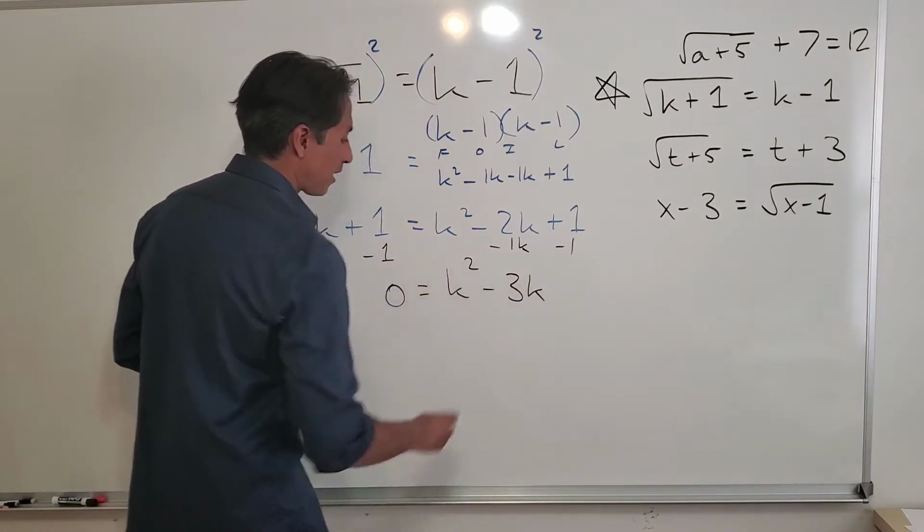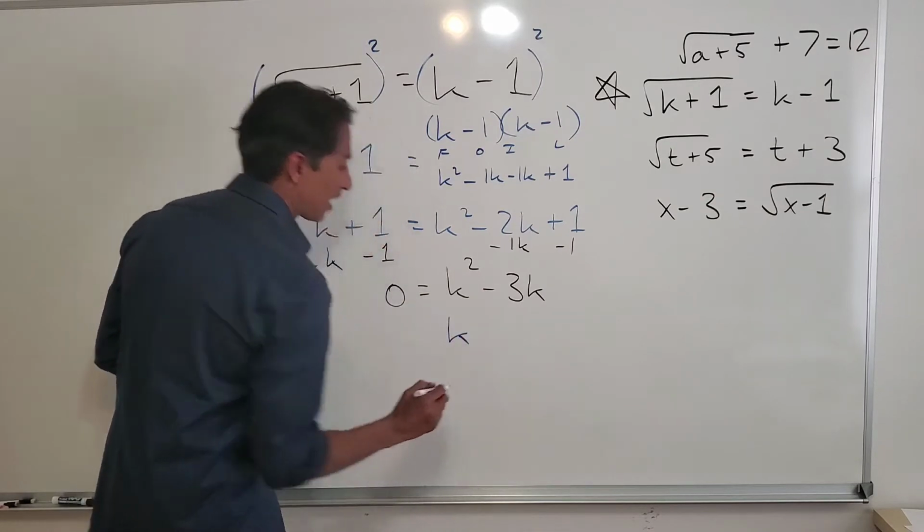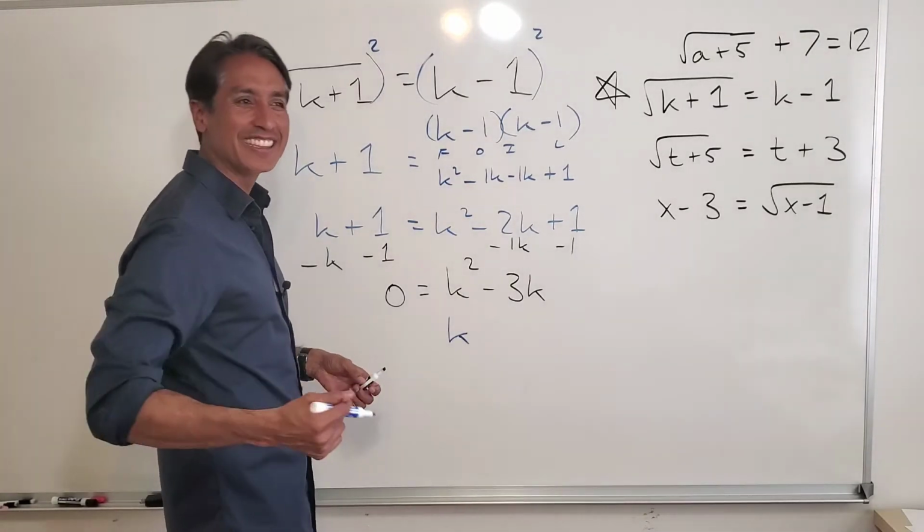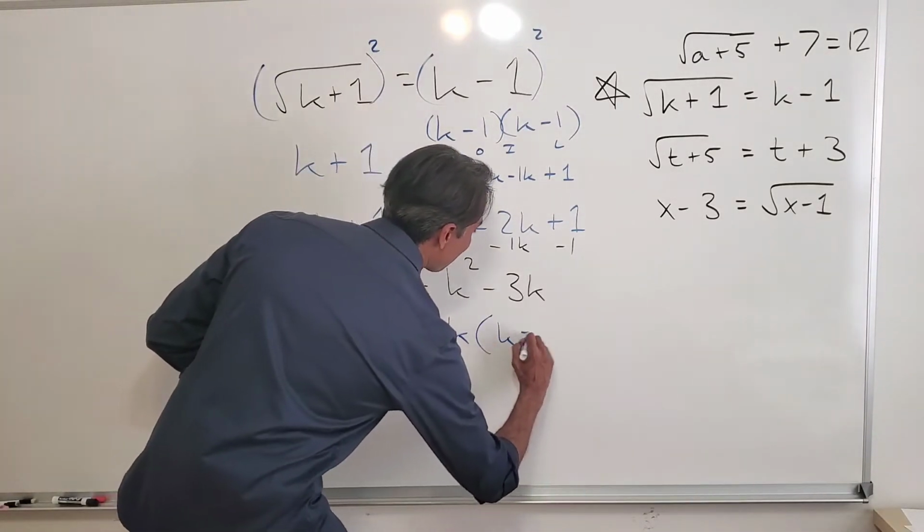In order for us to separate this guy out, I'm going to factor out a k from both parts. And I know you're going, yes, we're back to factoring. I love factoring. And then what's left? K minus 3.